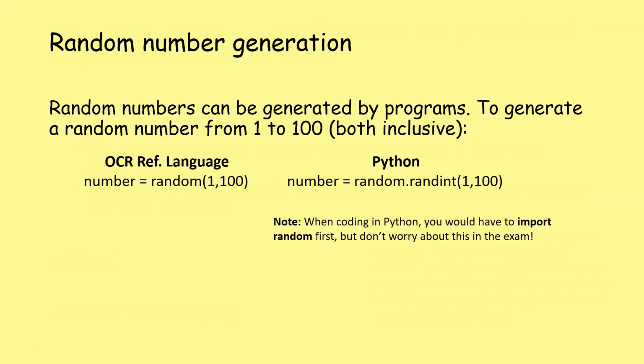Last but not least in this section, we have random number generation. So sometimes you need to generate a random number in the exam. To generate, for example, a random number from 1 to 100, both inclusive, in the OCR reference language, we would say number equals random, and then in brackets 1, 100. In Python, we would say number equals random.randint(1, 100). And that would be a random number from 1 to 100, both inclusive in both OCR and Python.